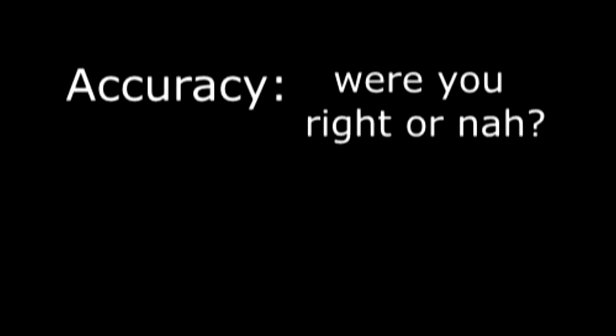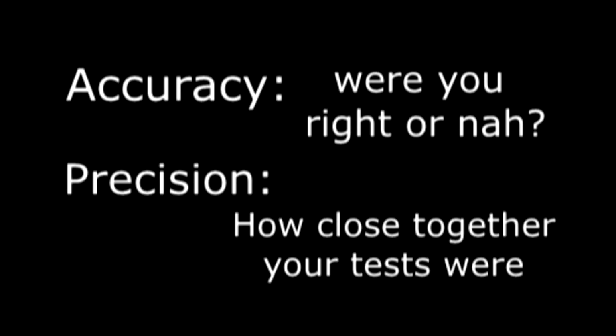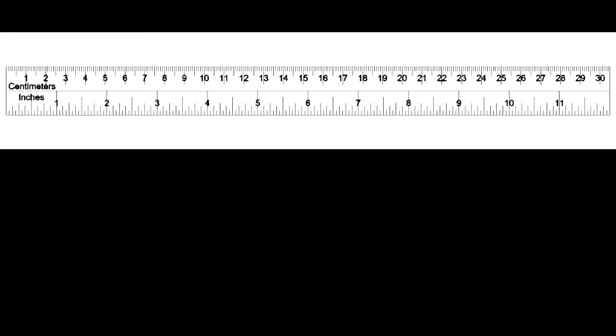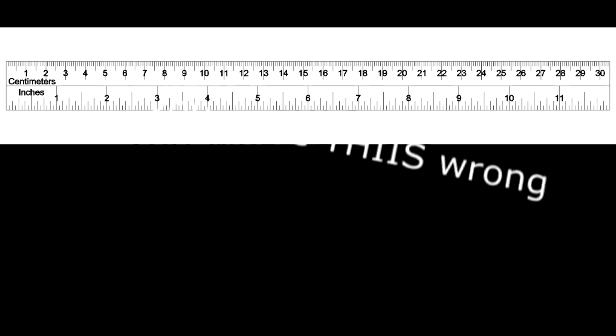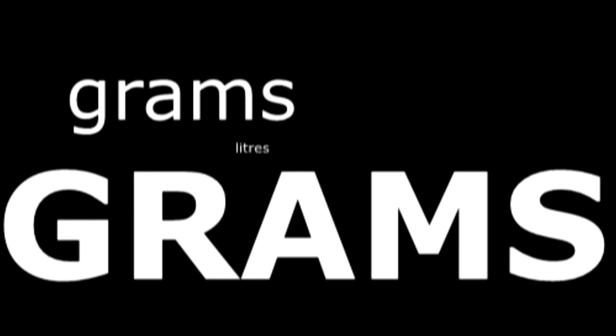Moving on to chapter 2. Accuracy is how close you were to being right, and precision is how close your experimental results were together. And you can measure exactly how wrong you are in the international SI units. That's grams, kilograms, milliliters, all that. Basically used by all the smart people except America.